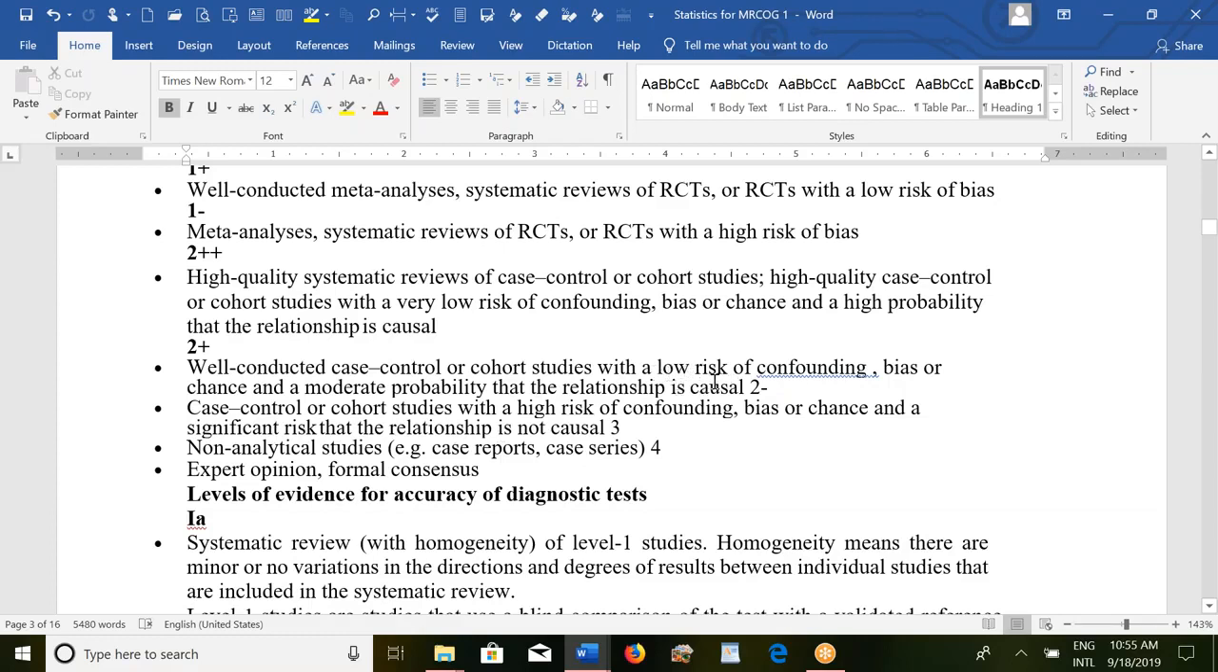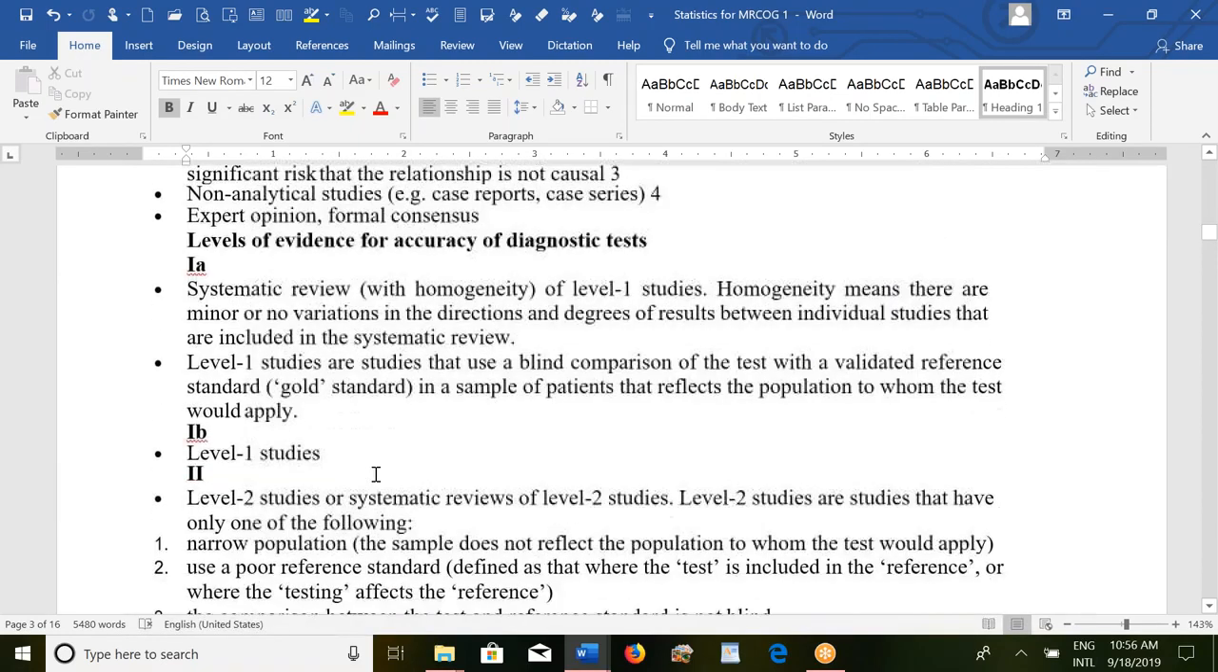Causal means here it has just happened by chance, and here that maybe it was intentional. Okay, so it may not be that reliable. Then non-analytical studies, for example case reports and case series, because people are sporadically reporting them. Okay, they have not been researched. Then expert opinion and formal consensus.